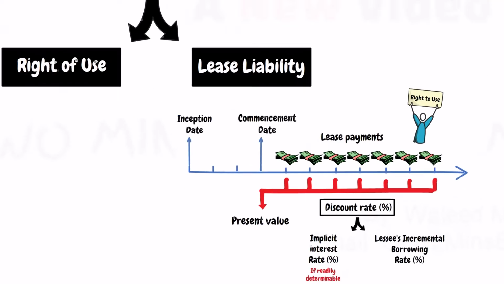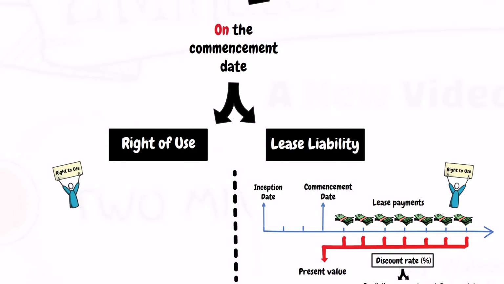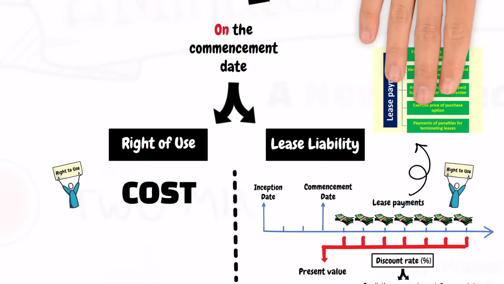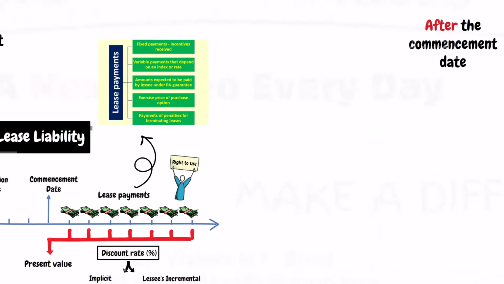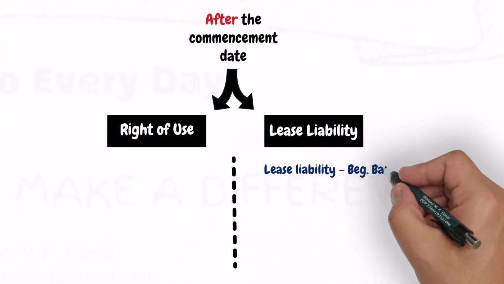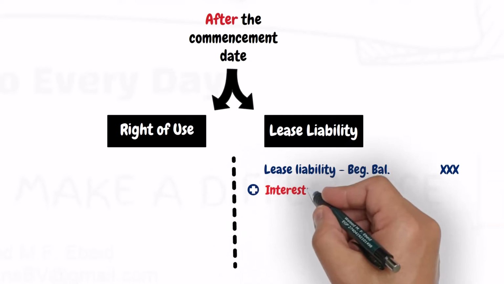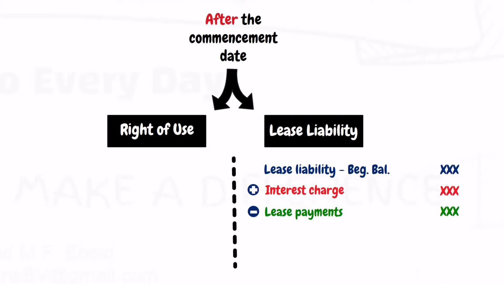The right-of-use asset represents the lessee's right to use the leased asset for the lease term. It is initially measured at cost at the commencement date. Both the lease payments and the right-of-use asset include several components that will be covered in the next few lectures. As for lease accounting after the commencement date, the carrying amount of the lease liability is increased by interest charges, and decreased by the lease payments made.